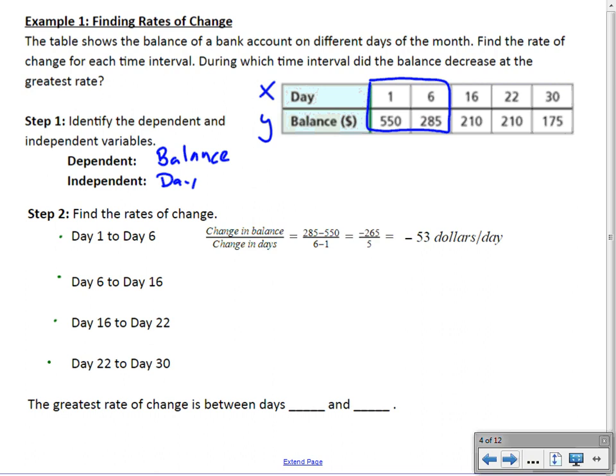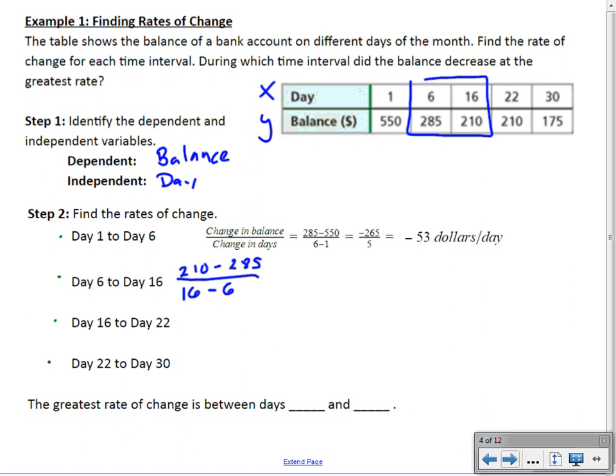So let's do the same thing for day 6 to day 16. So we're looking at some new points here. Now, the information that I care about is right here. So if we want to find the rate of change, we're going to take the difference in the y values, 210 minus 285, and we're going to divide that by the change in x values, which would be 16 minus 6. And notice I'm always taking the furthest right point and then subtracting the point to the left of it.